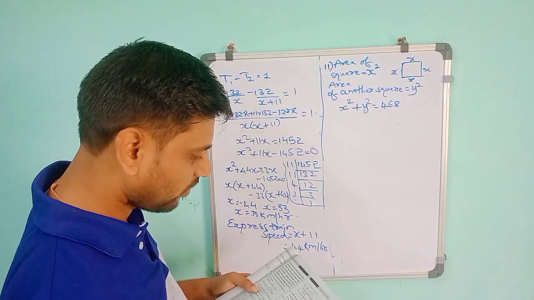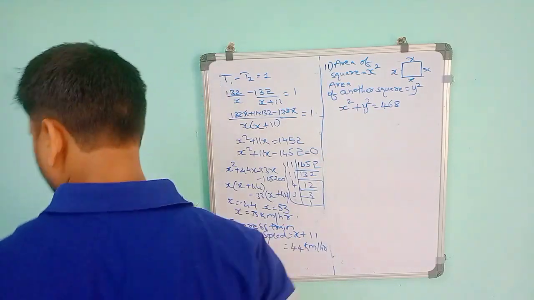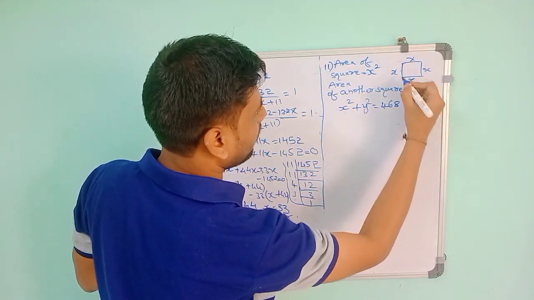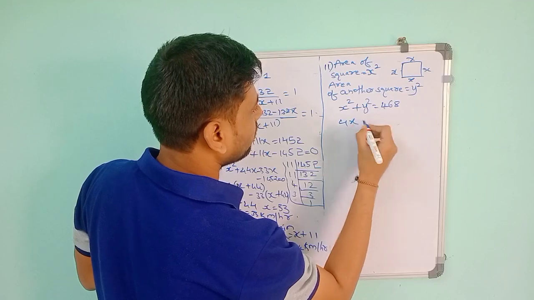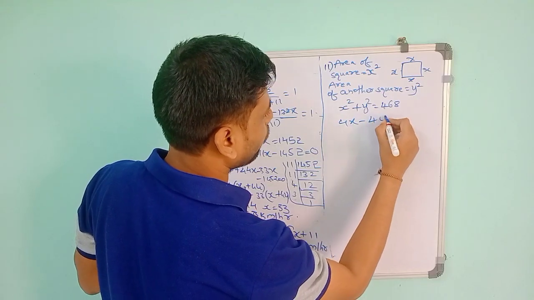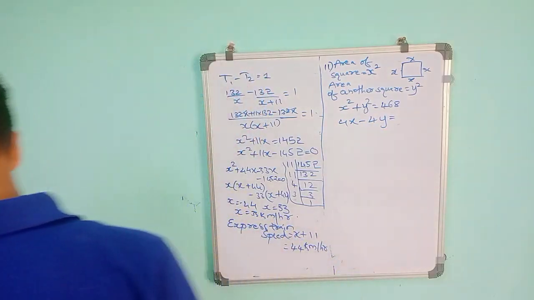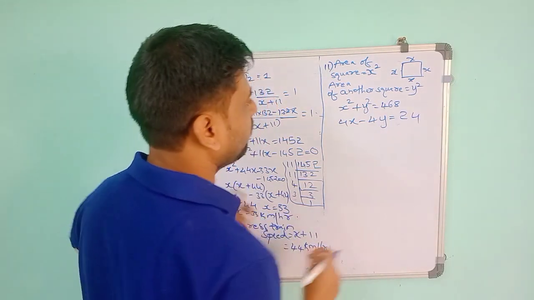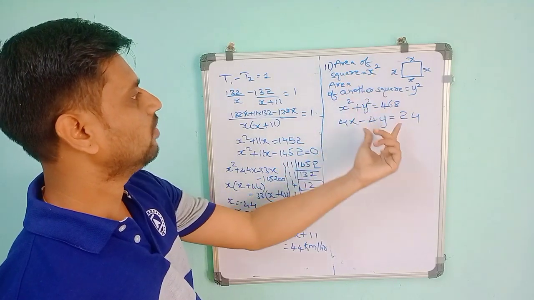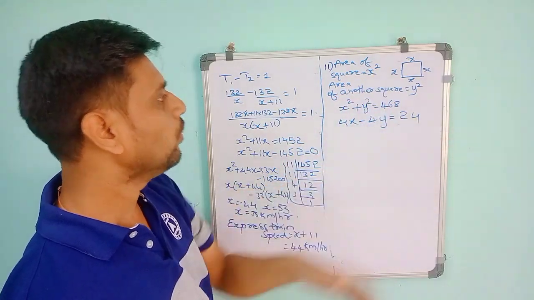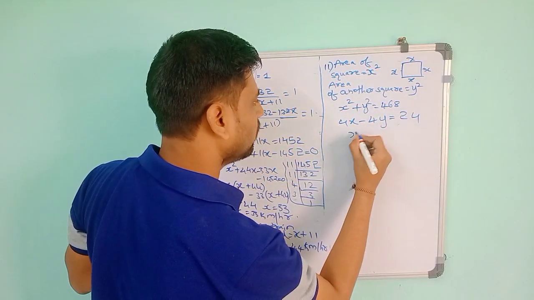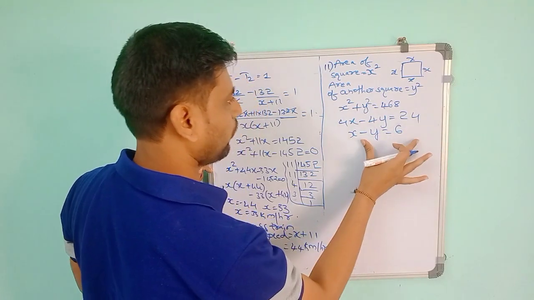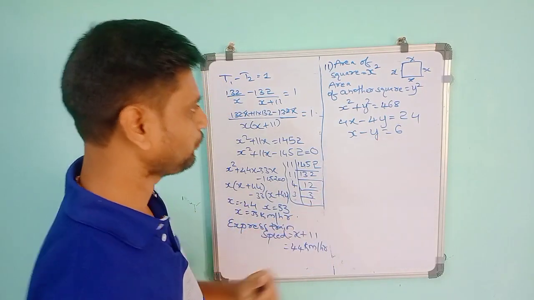And one more condition is given: the difference of their perimeters. The perimeter of a square is 4x, perimeter means addition of all sides. So the difference 4x minus 4y is equal to 24 meter. If you take 4 common, it will become x minus y, and 24 divided by 4 is 6, so x minus y will become 6.